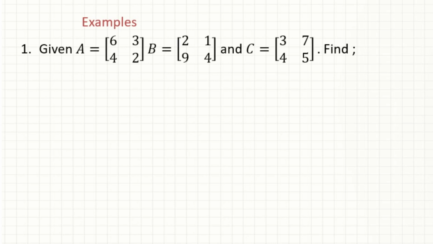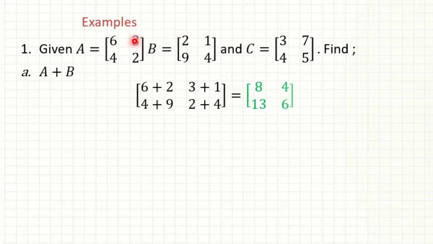Given matrix A as 6, 3, 4, 2, matrix B as 2, 1, 9, 4, and C as 3, 7, 4, 5, we have been asked to find A plus B. It will be 6, the number on the first row, first column of matrix A, plus the number on the first row, first column of matrix B. That will be 6 plus 2. You get 8. 3, the number on the first row, second column, plus the number on the first row, second column of B. That will be 3 plus 1. You get 4. Same thing, second row, first column, that will be 4 plus 9. You get 13. 2 plus 4, 6.